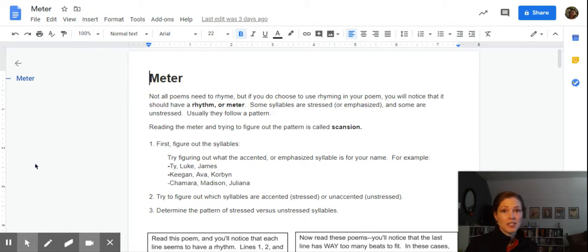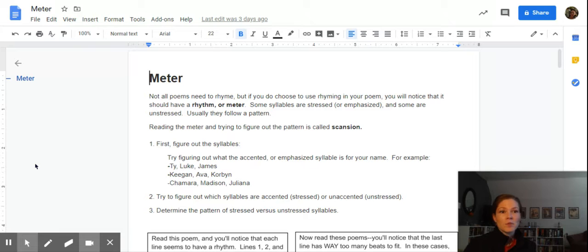So the first thing you have to do is figure out how many syllables there are, and whether these syllables are accented or unaccented, stressed or unstressed. So take your name and think about how many syllables are in your name. If it's one syllable, it's pretty easy. So Ty, Luke, James, you've got this pretty easy.